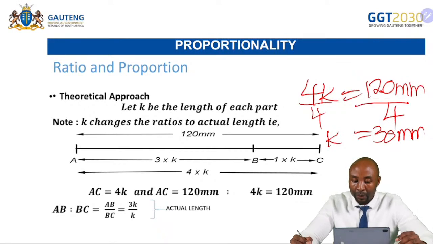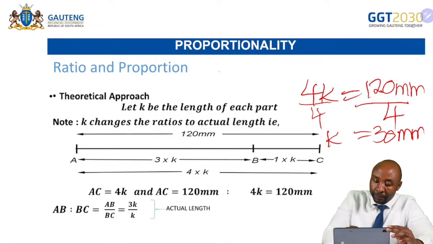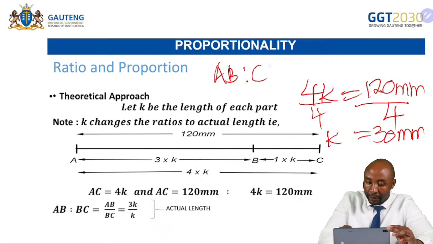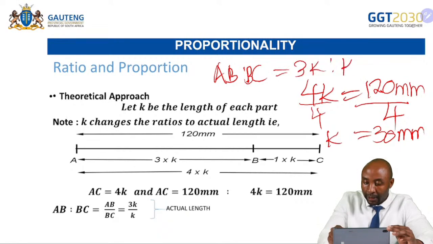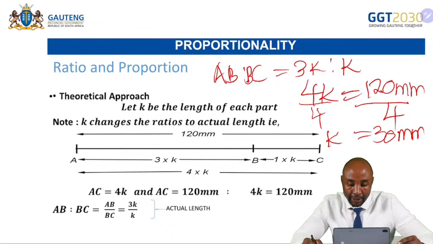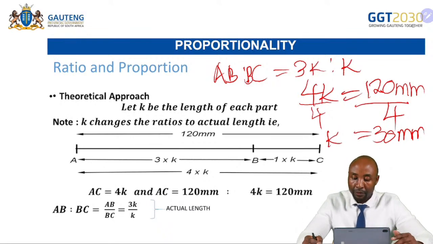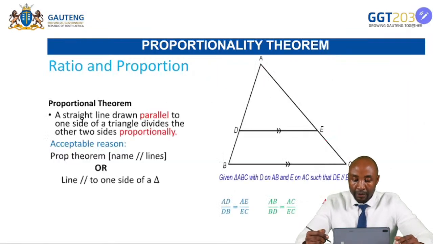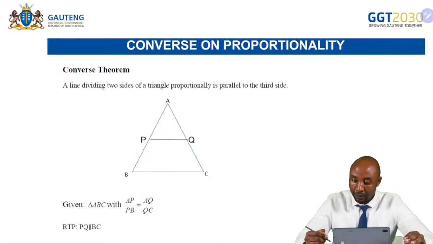And you are also able to represent our ratio of AB to BC. We can represent it as 3K is to K. And when we add, we can still write our total as 4K. We move on to the next part that we have to look at.